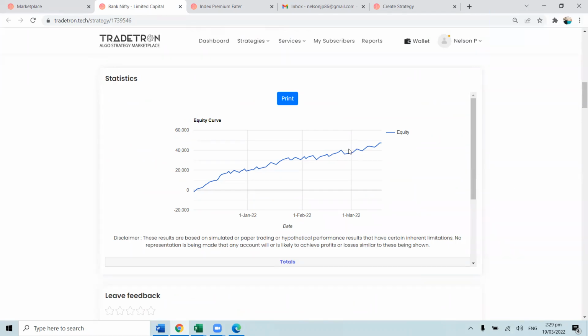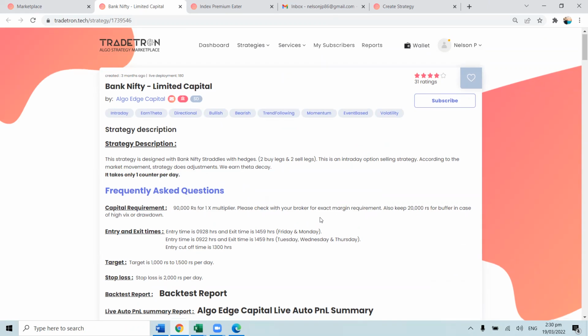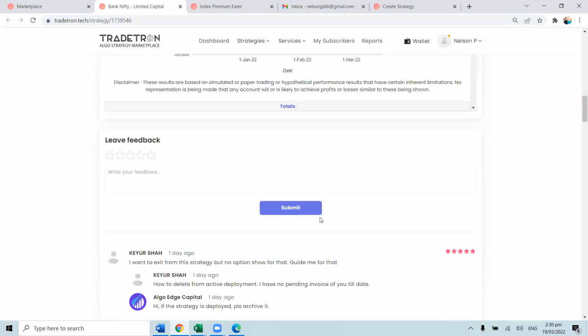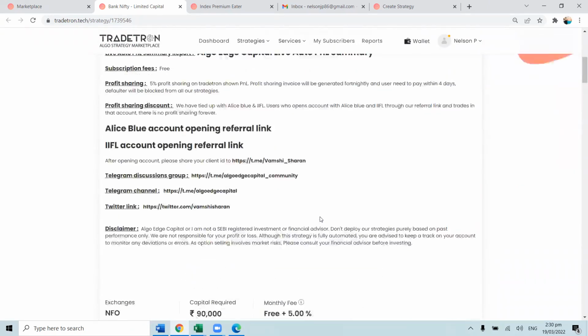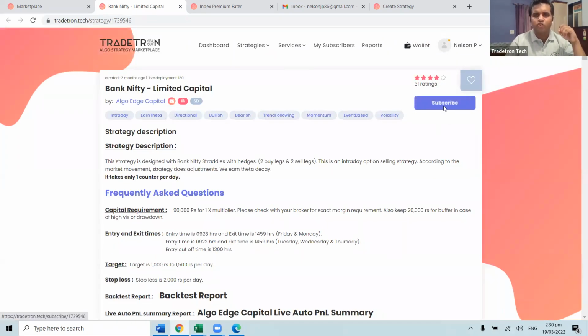Okay. Also, one more thing. When I was seeing Algo Edge, Bank Nifty Limited Capital, they were showing trade-wise at what time, what trade, how many trades are taken. So yes, all strategies... no, not necessary. For example, if you deploy this particular one, I'll just show you.